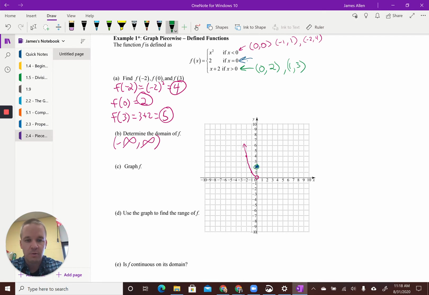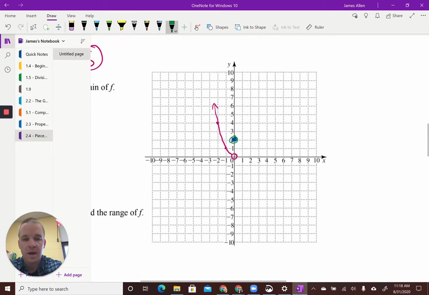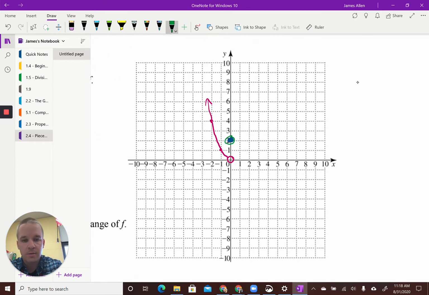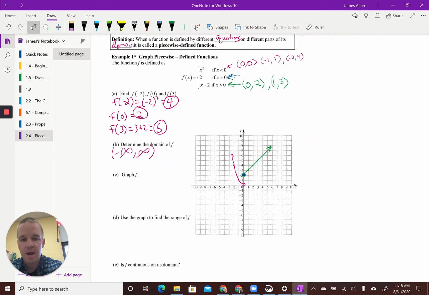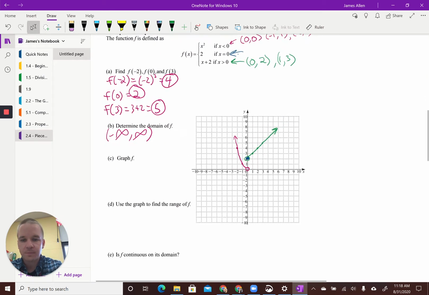So I have an open circle around that. Let me get a little closer. And then I've got 1, 3, and since its slope is 1, from our knowledge of linear equations, we can just go up 1 over 1, just like that. Excellent. So we've graphed it.